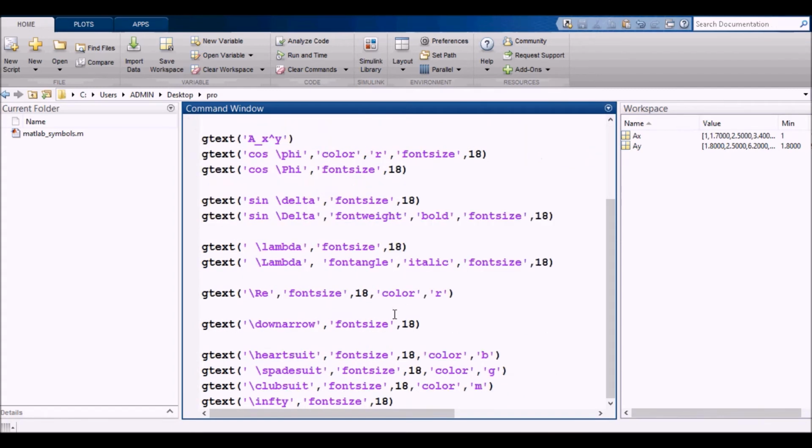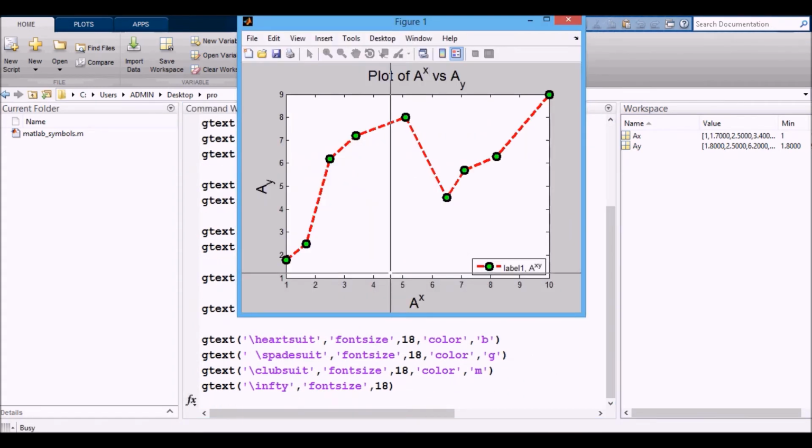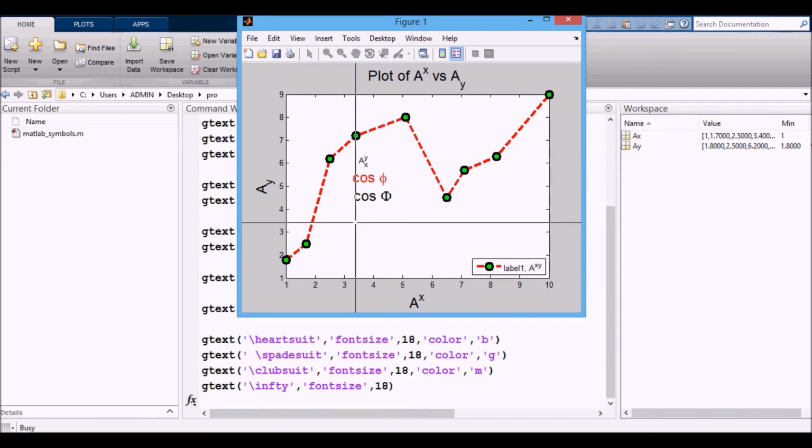Here I am just executing this. So here if you see, first is a superscript of y, subscript of x. Cos of phi, if the phi is a small, lower Greek letter, you can call it upper Greek letter. And similarly you have a sin delta, capital delta.